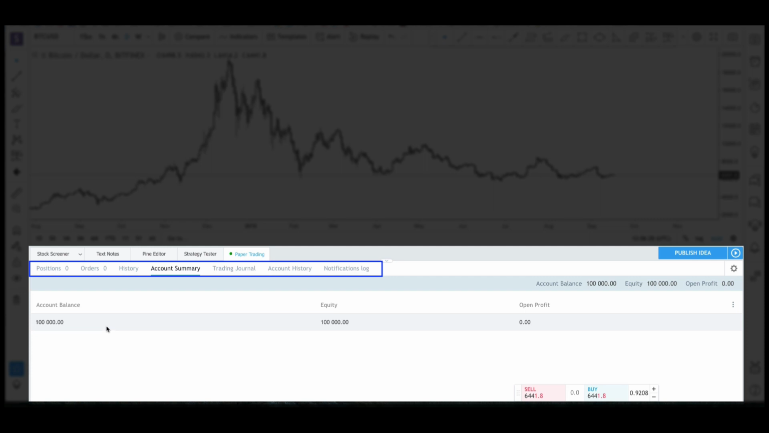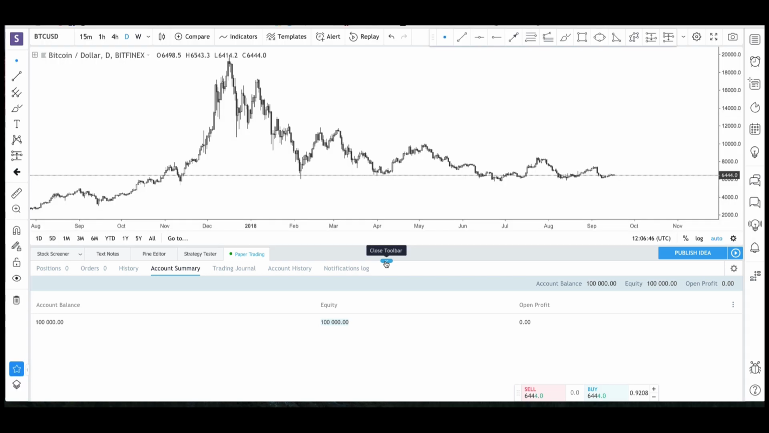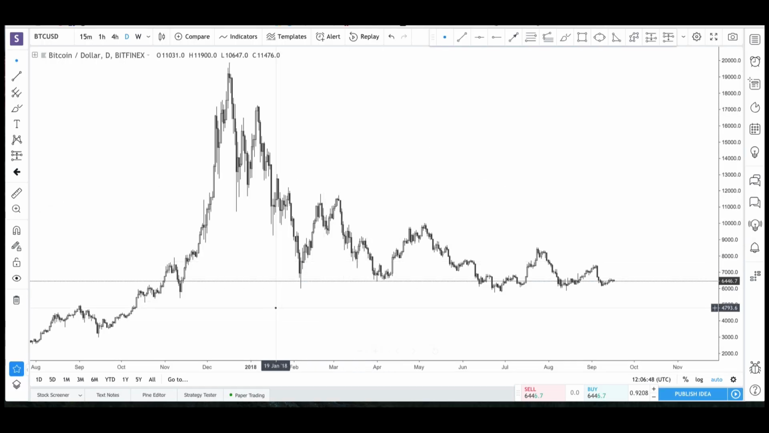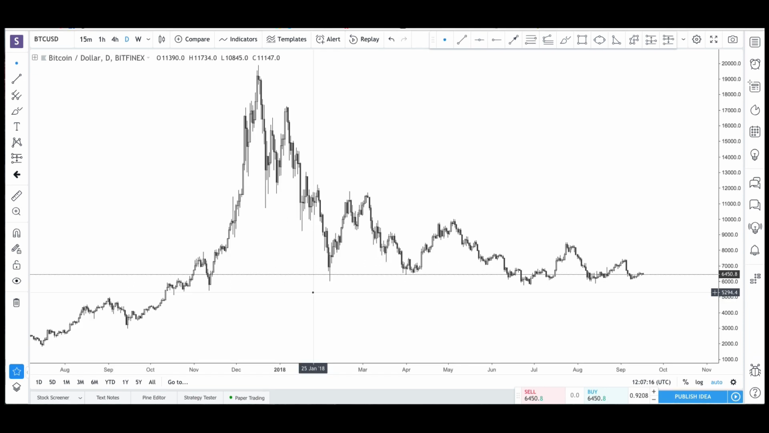So in the paper trading window, you can see your positions, your orders, your history, account summary, etc. And the account summary is pretty good. They'll give you 100,000 to start with. And I always treat it like real money. This is a separate TradingView account that I've opened for the video, but in my real TradingView account, I always treat my paper trading like it's a real trade. I don't want to be reckless, and I want to build that trader's psychology.